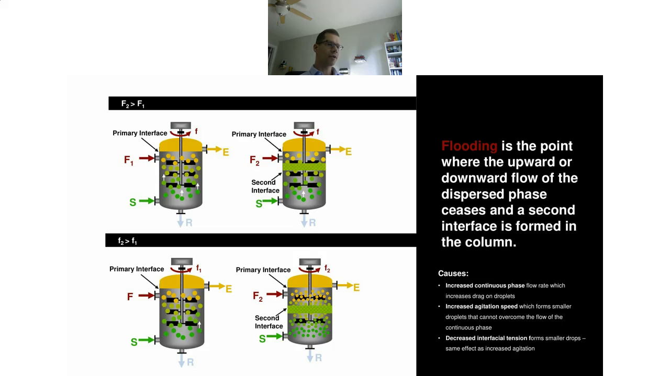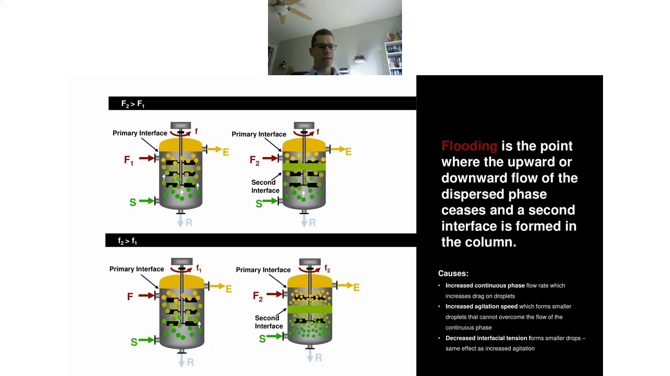Another way this can happen is just by having too much agitation speed. So there you just make the droplets smaller and smaller, and although your continuous phase velocity is the same, eventually those droplets get so small that they get held up within the column. Whenever we run a pilot test, we like to find the flood point for a few different reasons. First is just to know at what conditions the extraction column will flood. That's just good information to have.